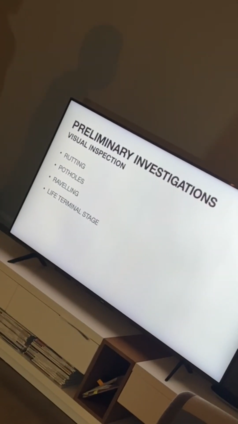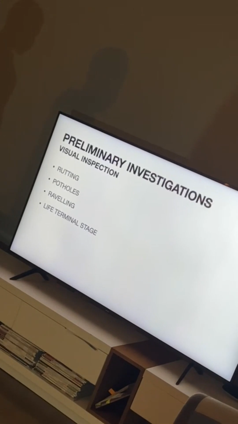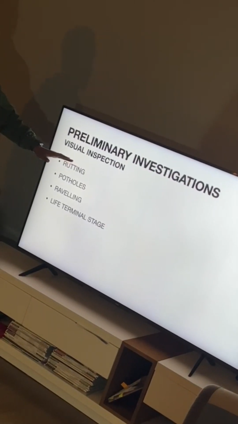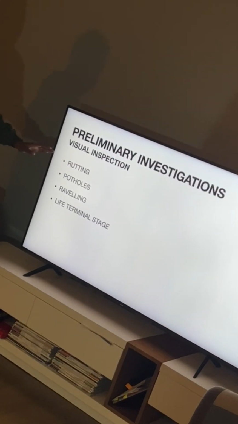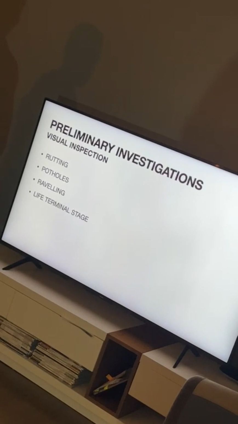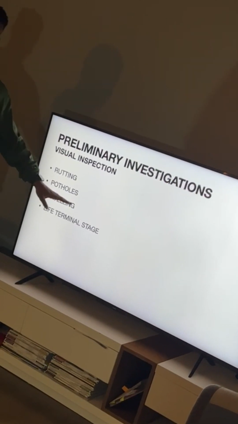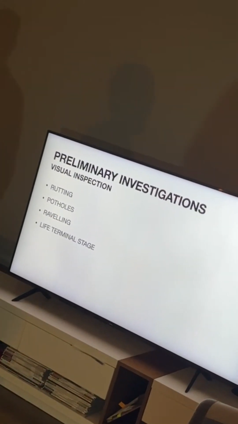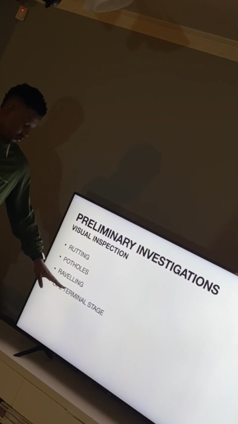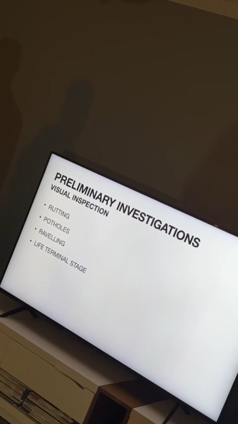Preliminary investigation, which includes the visual inspection. While walking the road, we identified some areas with deep ruts, which if you put it under the edge beam, you've got more than 10 millimeters of rut. Potholes were also identified on the road, very severe potholes. Raveling of the surface wearing course, the asphalt, was also identified. And it was concluded that the pavement or the road has reached its terminal life stage.